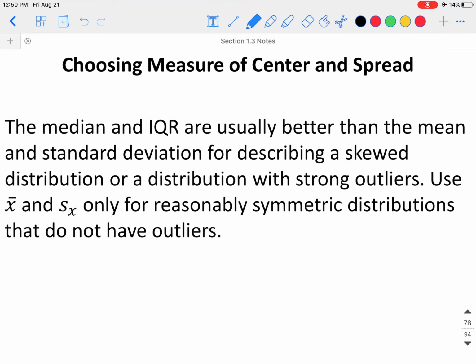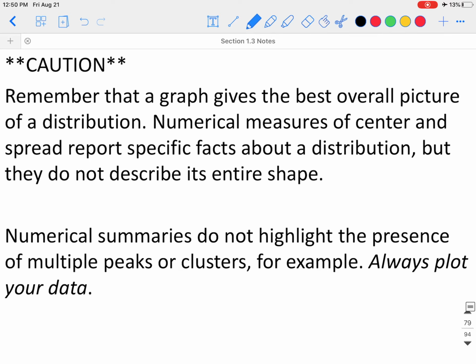Now, how do you choose which measure of center and spread? The median and IQR are usually better than the mean and standard deviation for describing skewed distributions or distributions that have strong outliers. You should use the mean and standard deviation only for reasonably symmetric distributions that do not have outliers.